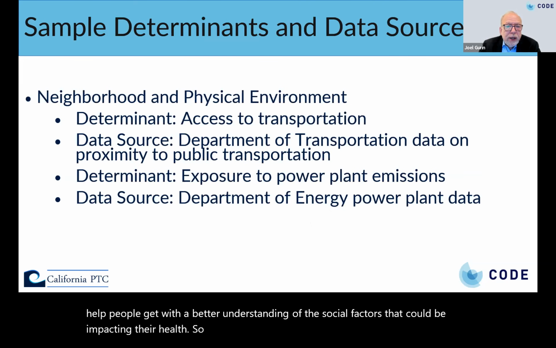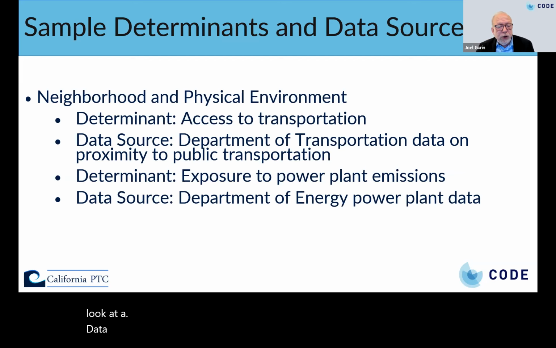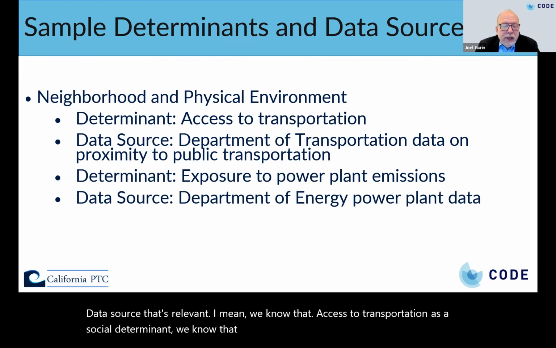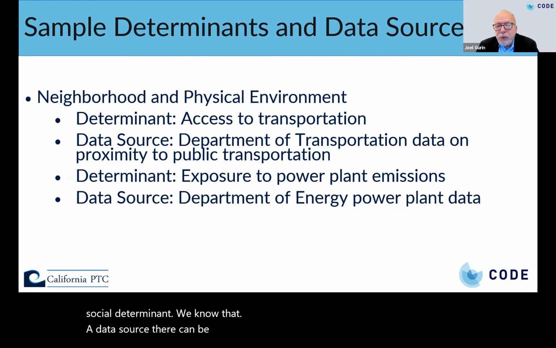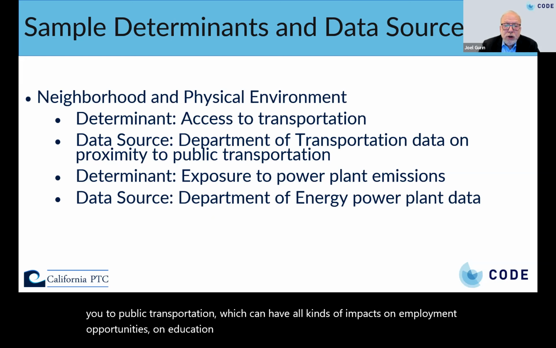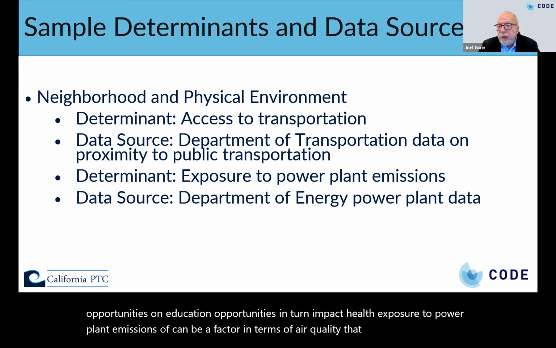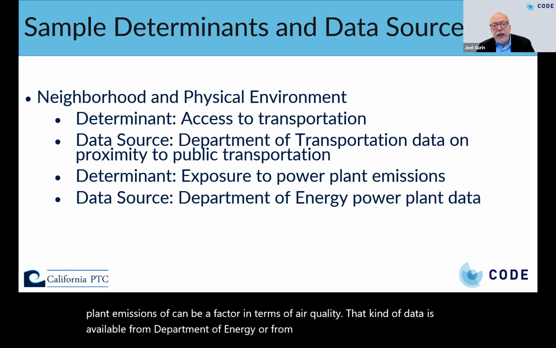So just to give you some examples, these are just some of the kinds of ways you can look at a social determinant and then look at a data source that's relevant. We know that access to transportation is a social determinant. We know that a data source there can be Department of Transportation data on how close you are to public transportation, which can have all kinds of impacts on employment opportunities, on education opportunities, which in turn impact health. Exposure to power plant emissions can be a factor in terms of air quality. That kind of data is available from the Department of Energy or from the EPA in many cases.